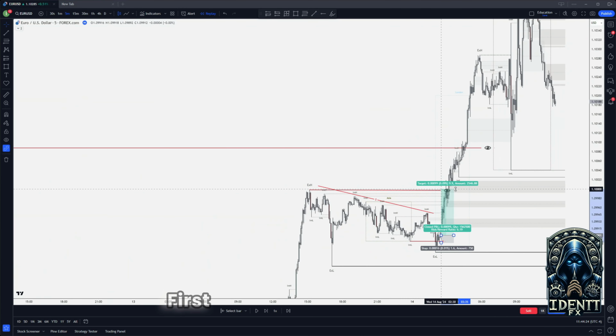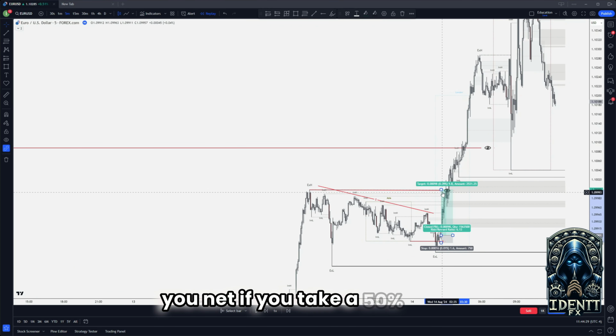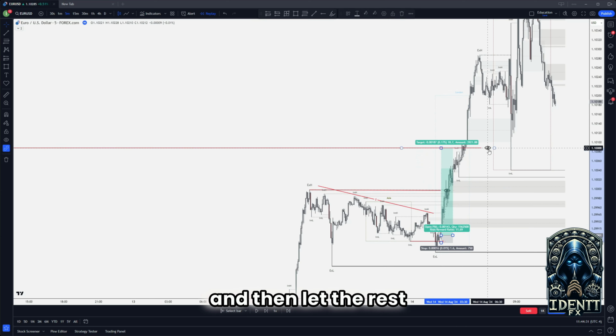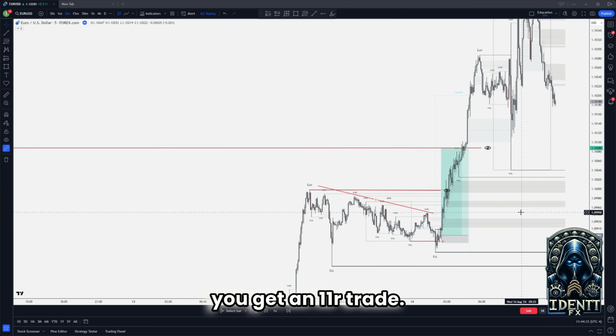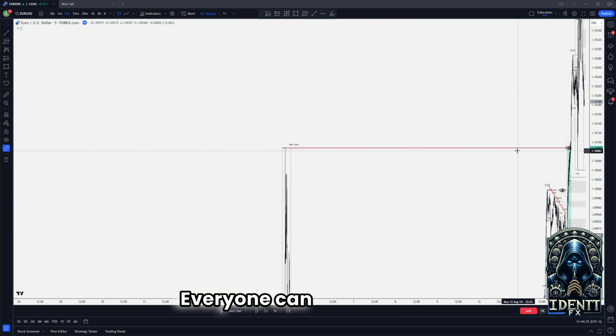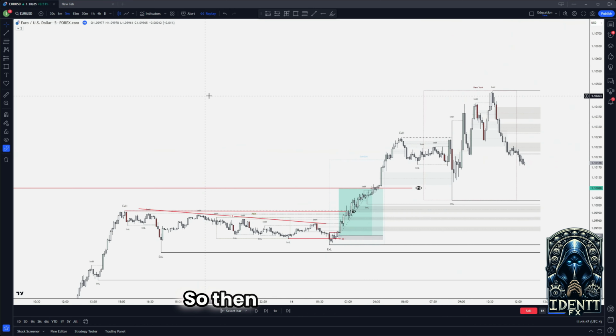So if we then target first this, take a partial there at around like what would you net if you take a 50% 3RR and then let the rest run to over here? You get an 11R trade. And it's not that difficult. Everyone can see it, right? It's very logical. So then we do it all again.